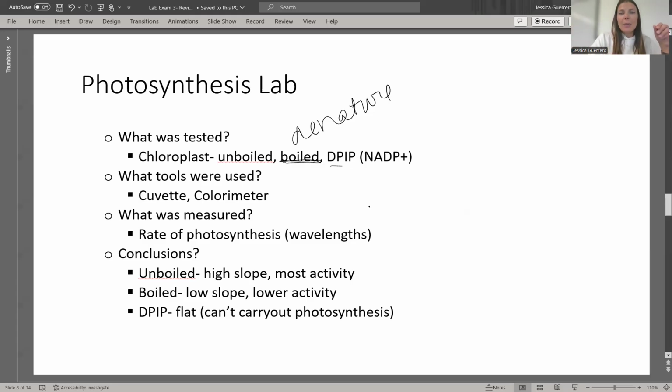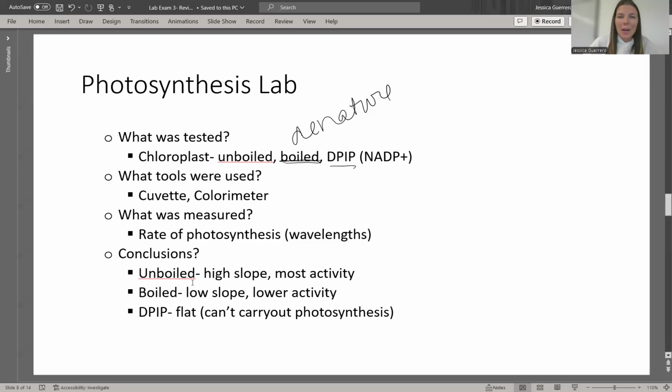The third was DPIP, and I told you that DPIP was a synthetic or lab-made version of the electron carrier used in photosynthesis, which is NADP. Okay, so it actually carries out no photosynthesis on its own. It just transports electrons back and forth. What tools did we use in this lab? We used the cuvettes, remember, in the cuvette stand, and then the colorimeter that measured the wavelengths and the rate of photosynthesis. Okay, so that's what I talked about.